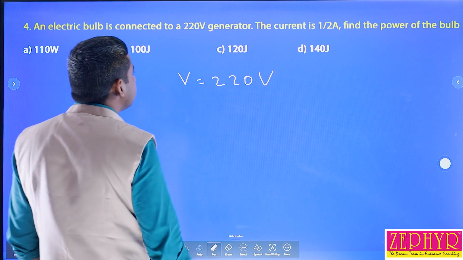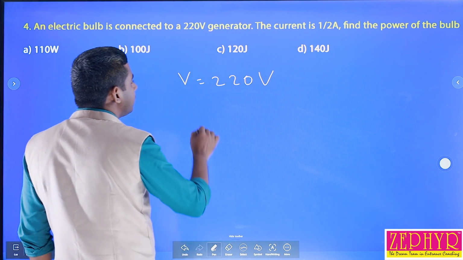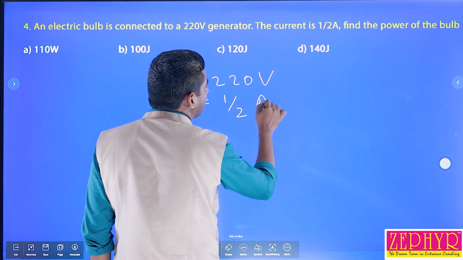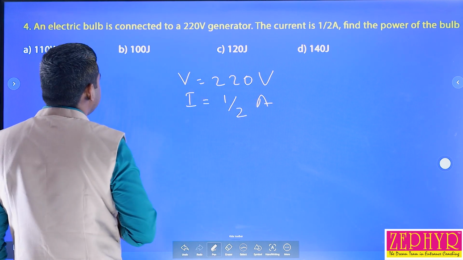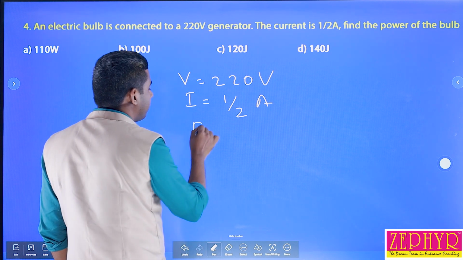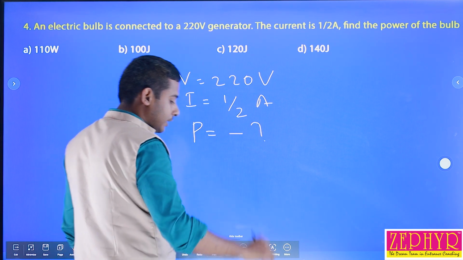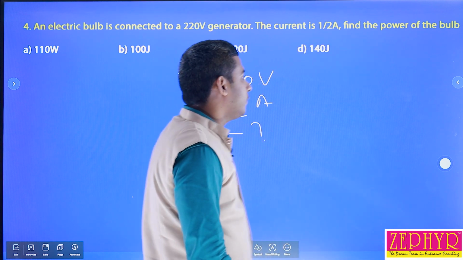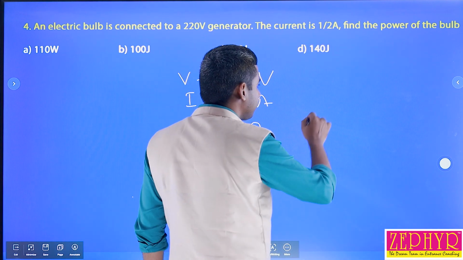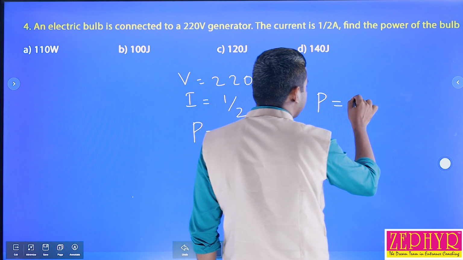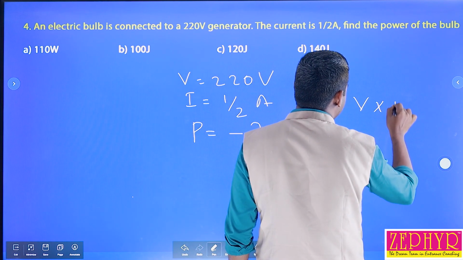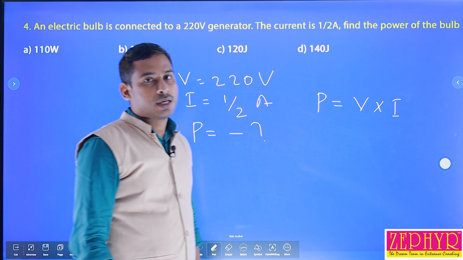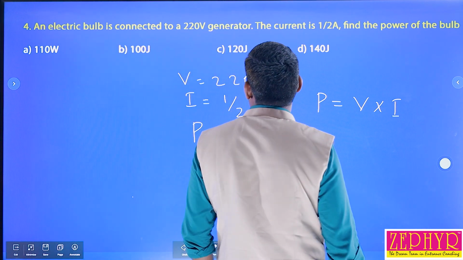After that, they are saying the current is 1 by 2 ampere. The question asks for the power of the bulb, so we have to calculate the power of the bulb. We have the equation power P equal to V into I. What is the equation? Power P equal to V into I.